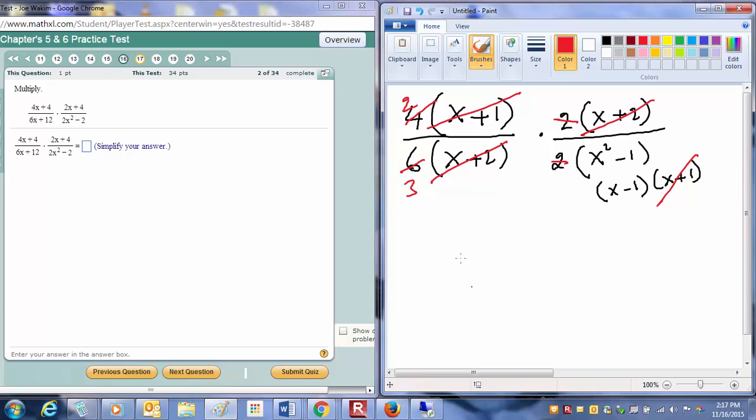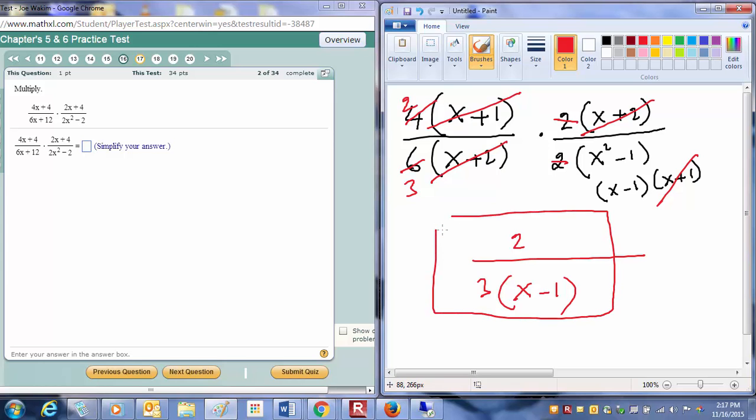So we are almost done. The numerator is left with 2. The denominator is left with 3 times x minus 1. That would be the final answer. Everything else cancelled out, and we are left with 2 over 3 times x minus 1. Let's try number 18.